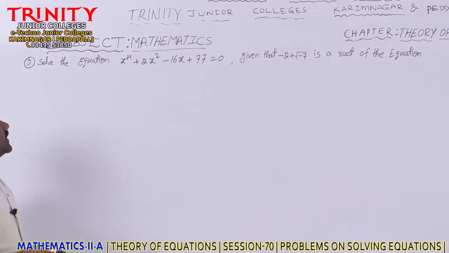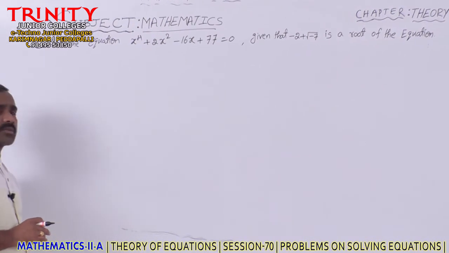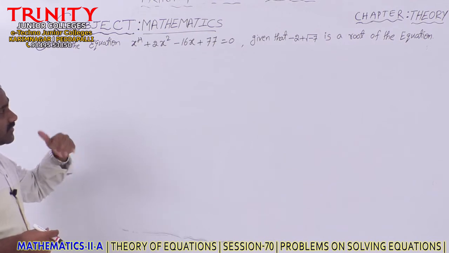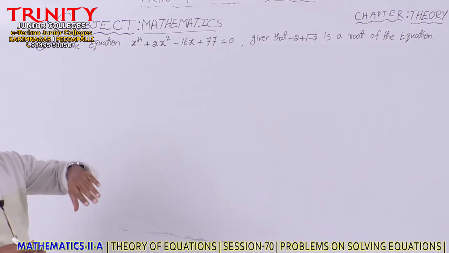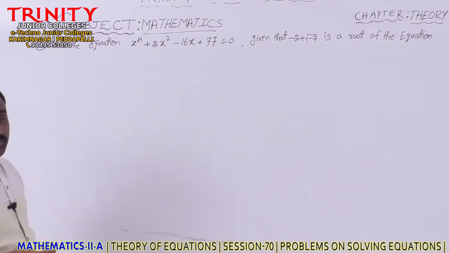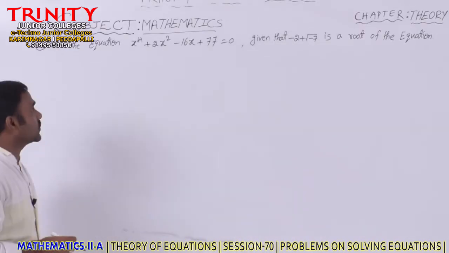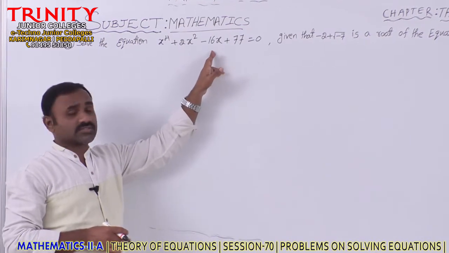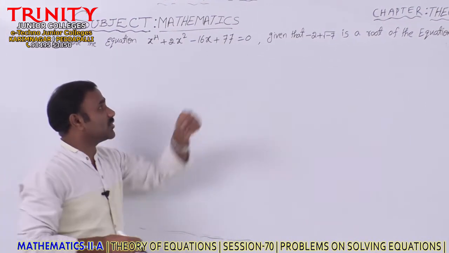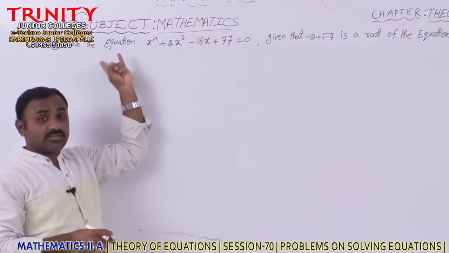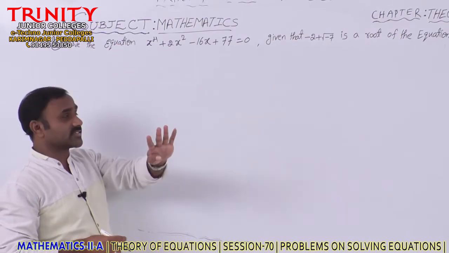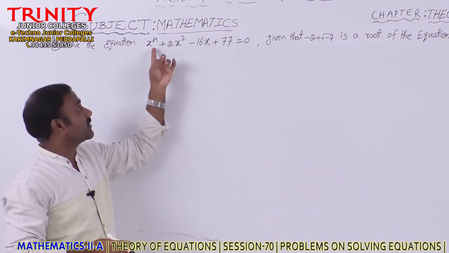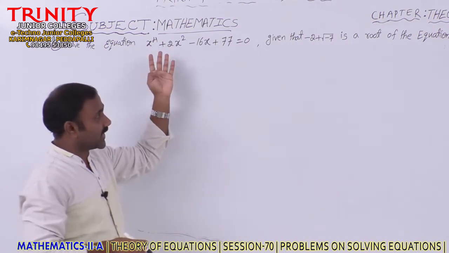Now we'll see one more problem which is different from the previous one. Same model, but there we used the irrational root. Here we'll go with the imaginary root, but the imaginary root is also not given directly. Solve the equation x power 4 plus 2x square minus 16x plus 77 equal to 0. It is a biquadratic equation. Solve the equation means we should get the values of x. How many values of x will we get here? 4 roots. Why? Because it is a biquadratic equation, power 4. Therefore, it has 4 roots.